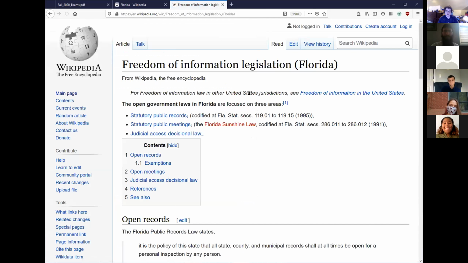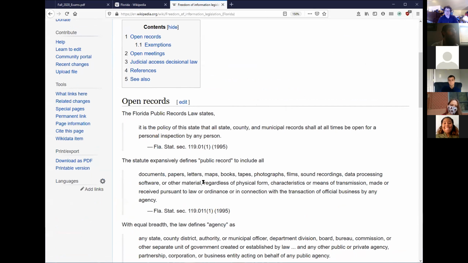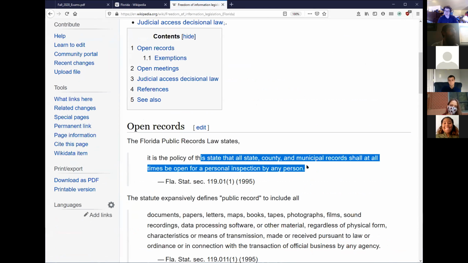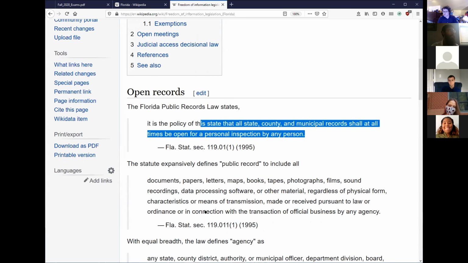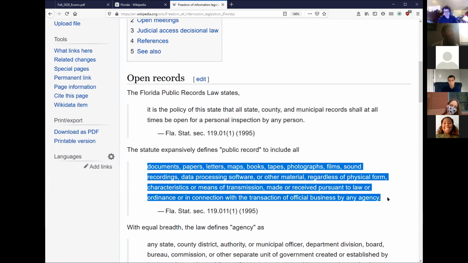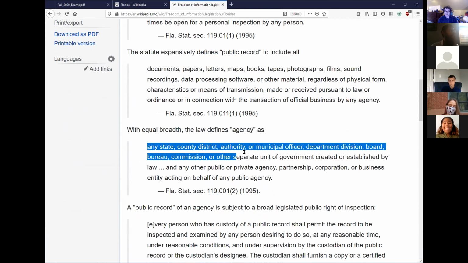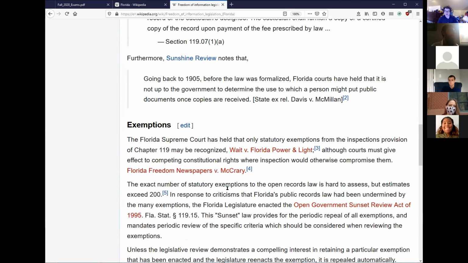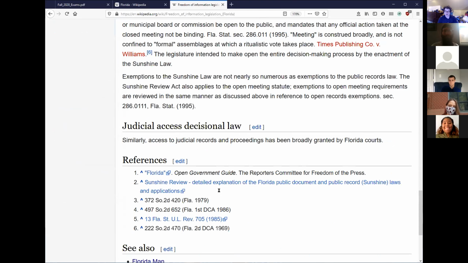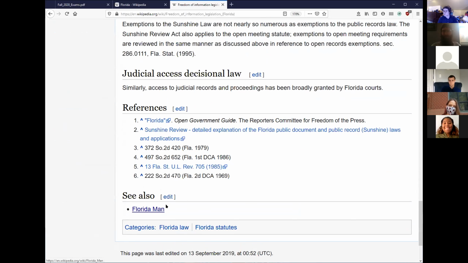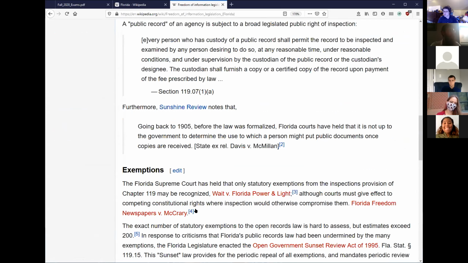So freedom of information legislation, Florida. It is the policy of this state that all state, county, and municipal records shall at all times be open for personal inspection by any person. So that basically means, here's the definition of what a public record is, which is pretty much anything that the government has. Data processing software, tapes, books, maps, letters, papers, documents, sound recordings, films, any kind of agency. And the idea here is that it's very easy to look up stuff in Florida. See also Florida man on the Wikipedia page, right?